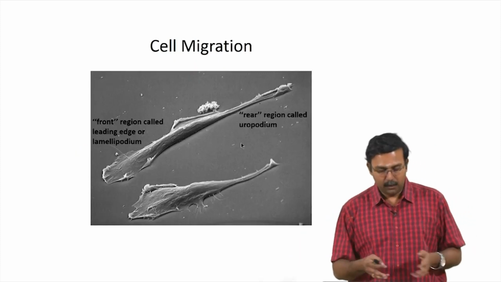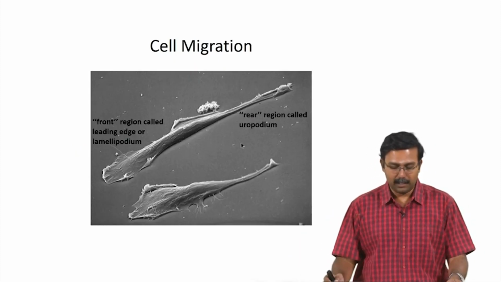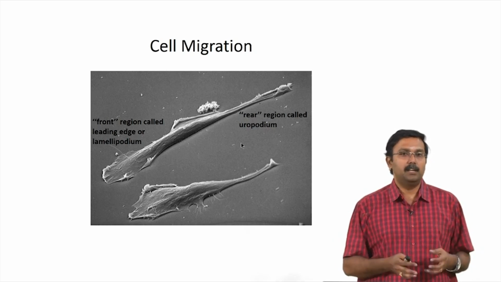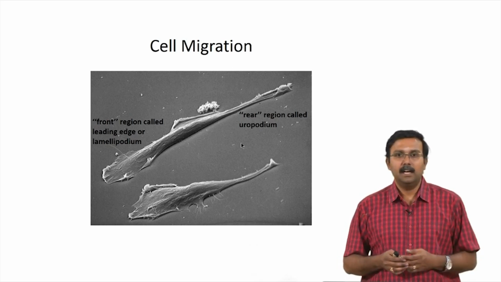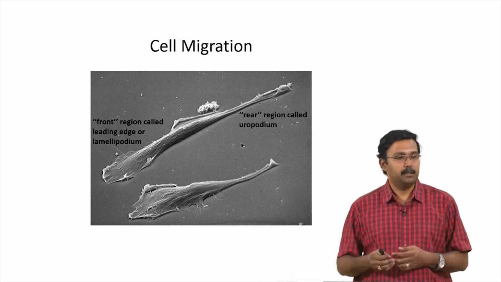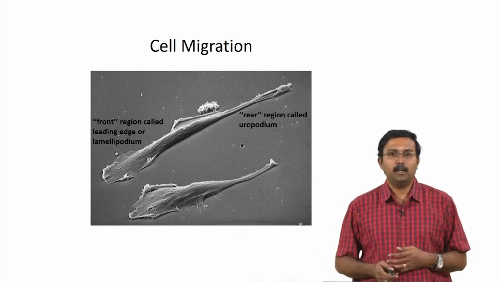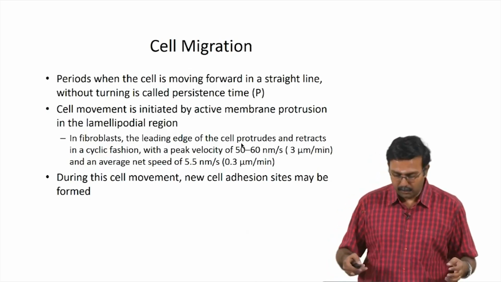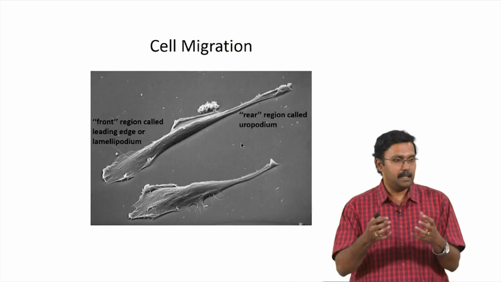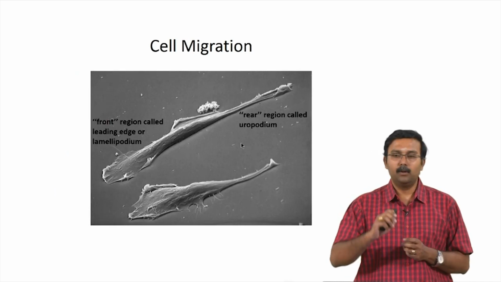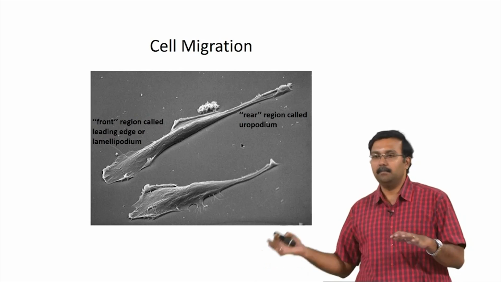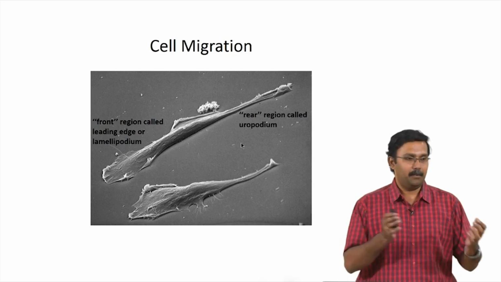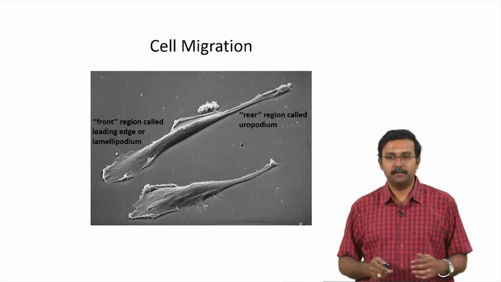So, this is how a cell which is migrating would look like. What you see here is the front region, which is called the lamellipodium or the leading edge, and the rear region is the uropodium, which is seen in the back. What happens during this time is the cells which are adhered basically start moving and they go and adhere to some other surface, and then they get detached from the previous site. Once they have done that, they have actually moved one position.